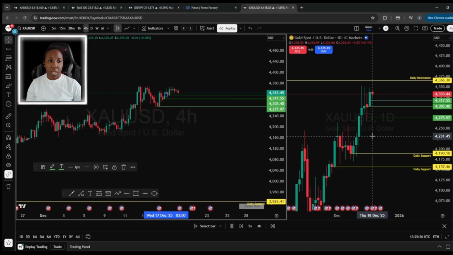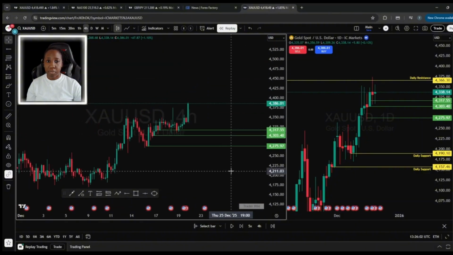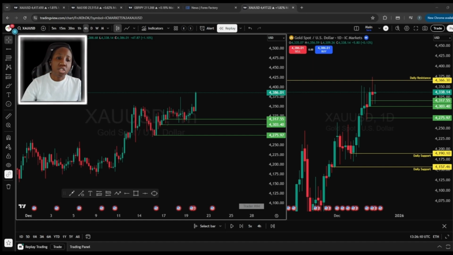Wait, where are we? What day is that? Thursday. Yeah, look, we're respecting all of these supports here. So this is coming to today. I'm not going to talk about uptrends and downtrends because we know what they look like. Only using structure to identify if price is still trending along with the higher time frames.